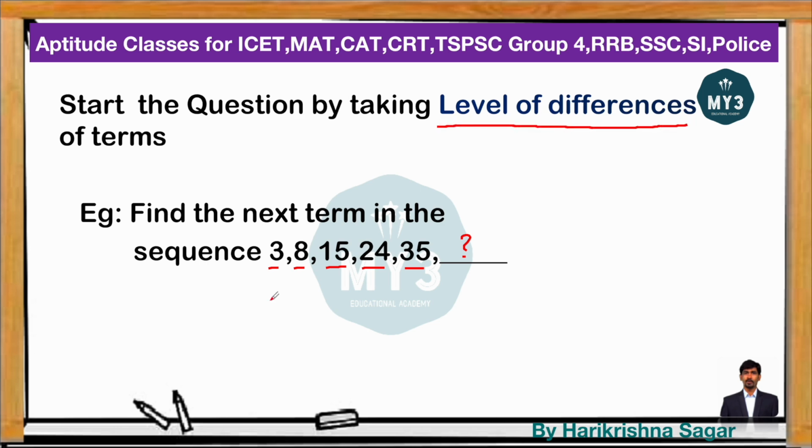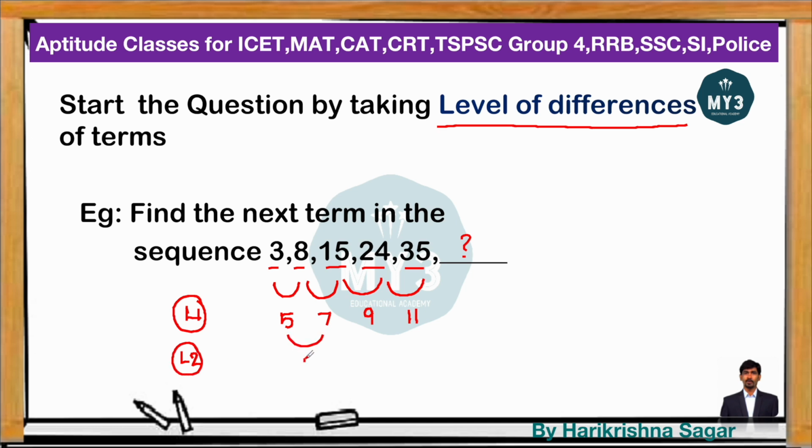That means difference between consecutive terms. 3 to 8, what is the difference? Difference is 5. 8 to 15, what is the difference? 7. And then the difference is 9. And then the difference is 11. So in the level 1 of difference, if you are able to understand any logic, then that is fine. Or otherwise, go for level 2 of difference.